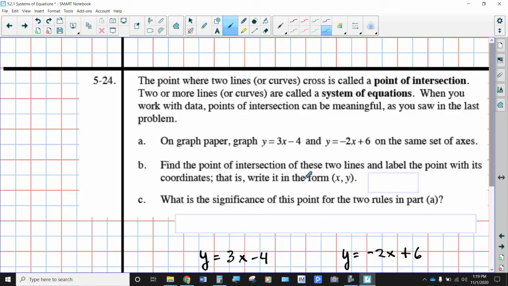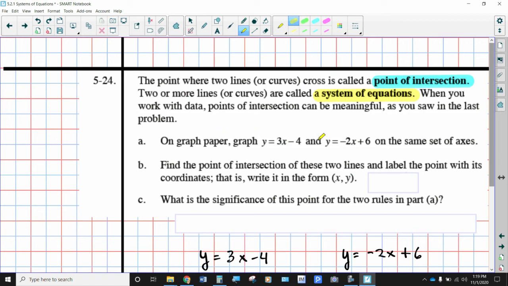All right, so the point where two lines or curves cross is called the point of intersection. Two or more lines for the same situation on the same graph are referred to as a system of equations. So what we're going to do next is take these two equations.